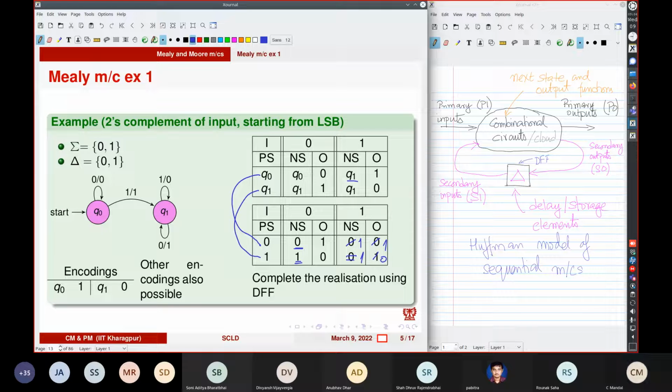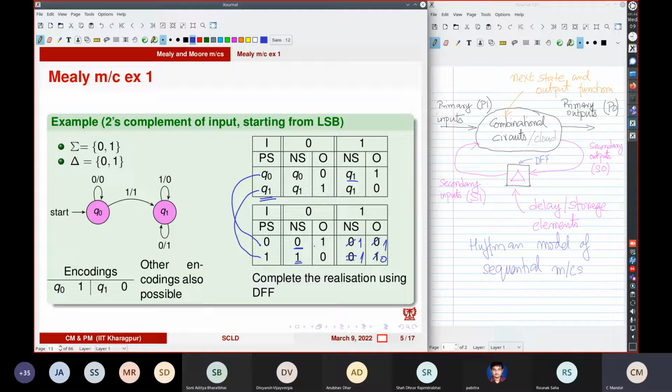But Sir, is there any situation where if we change encoding, the output changes? No, it should not happen. Then you're changing your machine. Sir, what is the significance of encoding the states? If you don't encode, how will you realize this? You can't realize it, right? This is a symbolic machine. When you realize, you got to realize in terms of bits.